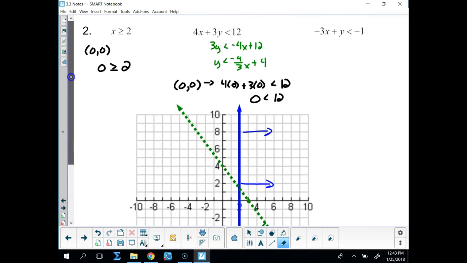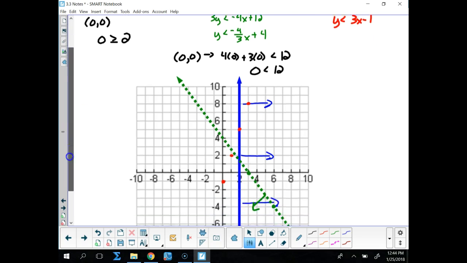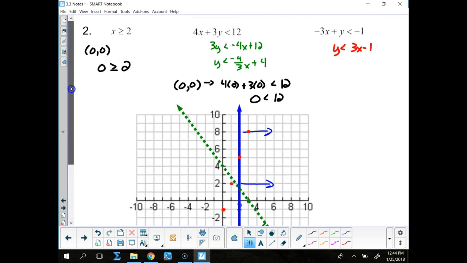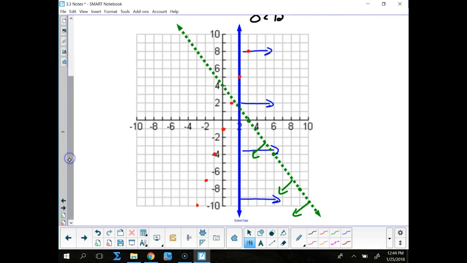Then I go on to my third one. That gives me a y-intercept of -1, a slope of 3: up 1, 2, and 3, right 1; up 1, 3, right 1; up 1, 2, 4, right 1; down 3, left 1, left 1. Solid or dashed line for that one? It's a dashed line.